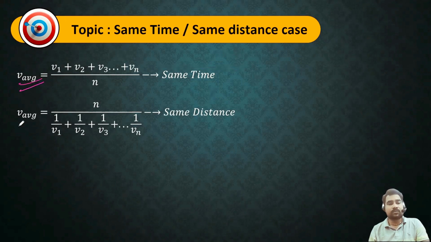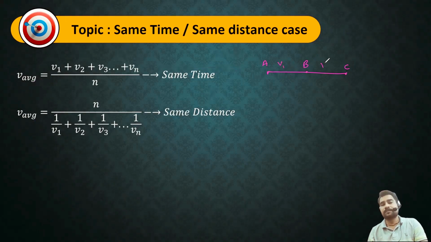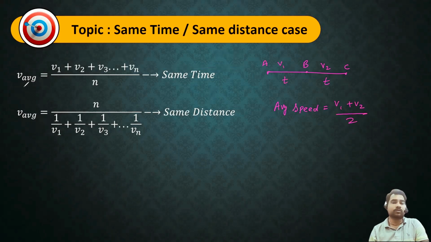Now consider these two cases, which are very much important. Let's suppose there is an object which covers distance in equal time intervals. So I am considering 3 points A, B, C. The object moves from A to B with speed v1 and from B to C with speed v2, and the time taken is the same from A to B and B to C. So in this case, you can directly write the average speed formula as (v1 plus v2) upon 2.